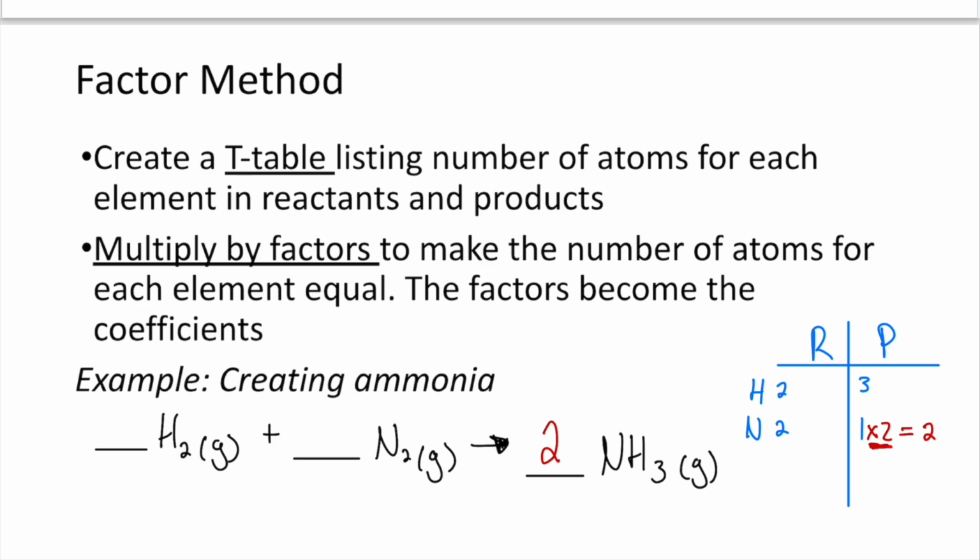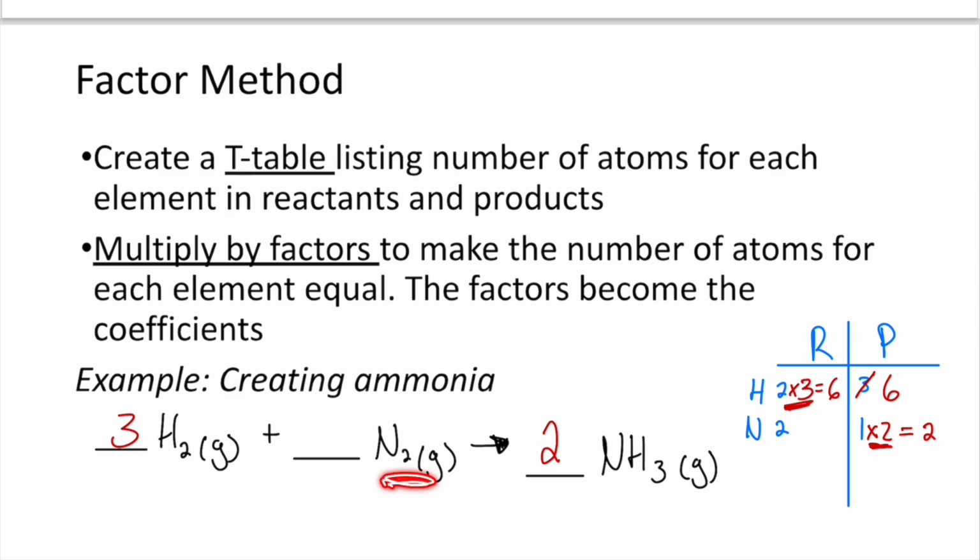This also changes my number of hydrogen in the products, though, from 3 to 6. Because 2 times 3 is 6. So now I have 2 hydrogen in the reactants, 6 in the products. So if I multiply by 3, 3 becomes the coefficient. I'll get 6 hydrogen in the reactants. Now it looks like all of my atoms add up. I've got 6 and 6 hydrogen, 2 and 2 nitrogen. So this is the balanced chemical equation.